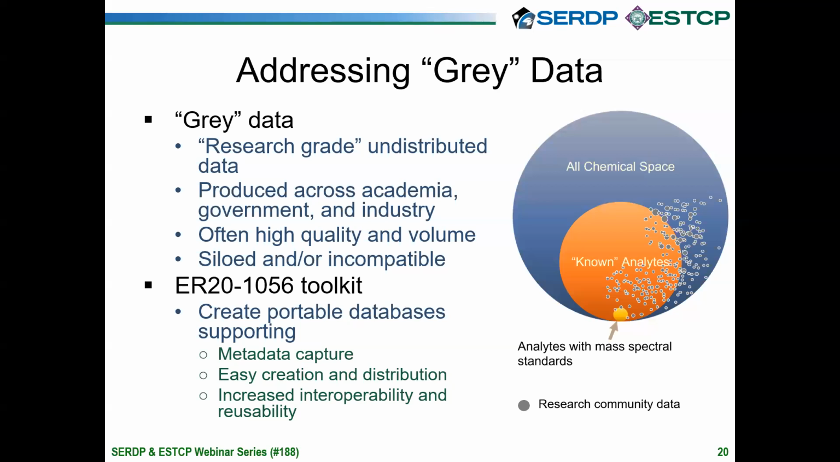Academic, governmental, and industry laboratories often build up and produce their own in-house mass spectral libraries. This gray data is often of very high quality, but of limited use outside the laboratory producing it. Despite this, it can quickly become siloed and is often incompatible between labs due to different workflows, which makes sharing of gray data much more difficult. ER20-1056 is an effort to make that a bit easier by creating an infrastructure for portable databases where metadata are tied to mass spectra, recording instrument settings and sample properties to assist with interpretation. One goal is that these databases can then be used across research groups with the toolkit to increase interoperability and reusability.